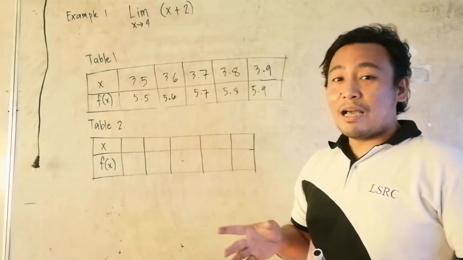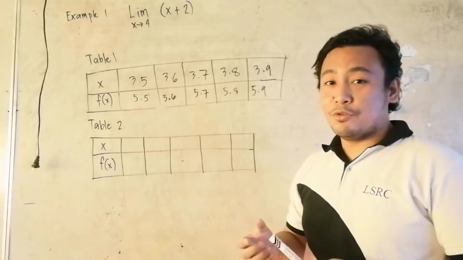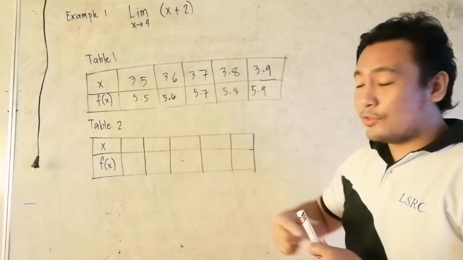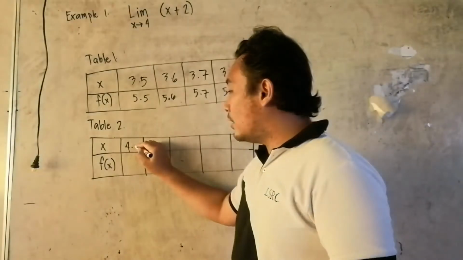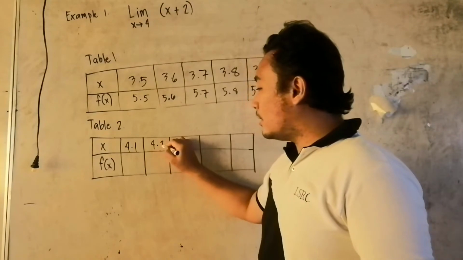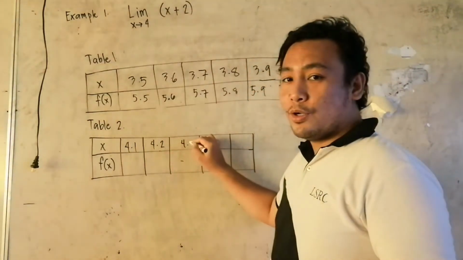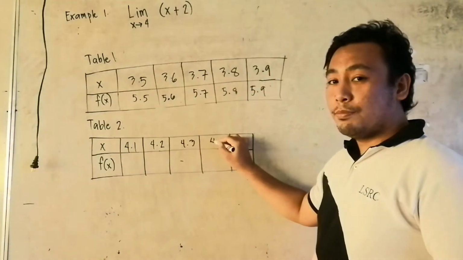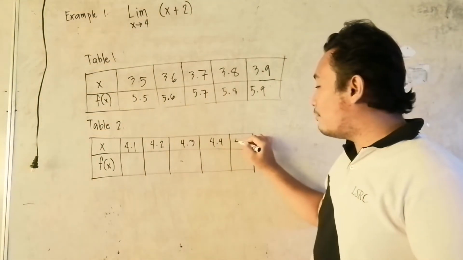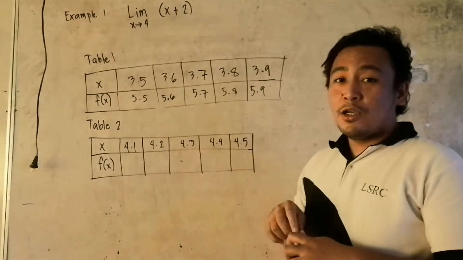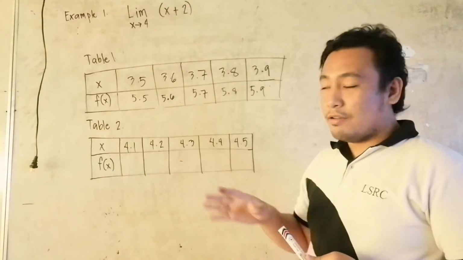So now, what are the numbers after naman yung 4? So we have 4. So next one ay 4.1. Next is 4.2. We also have 4.3. And then next, 4.4. And lastly, we have 4.5. Again, at least 5 values of x.